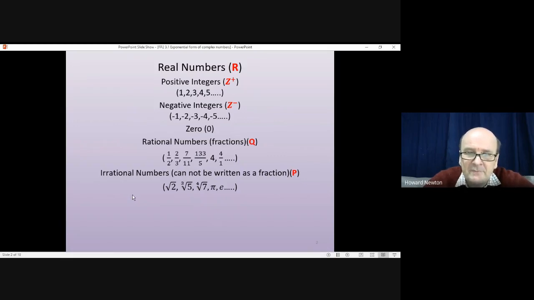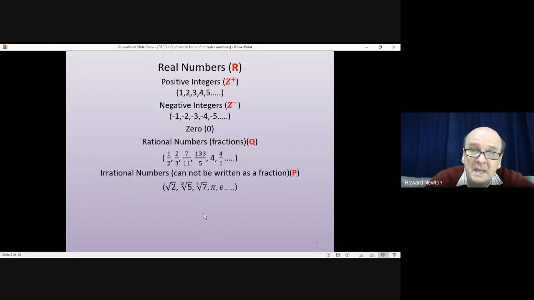And in a very profound sense, irrational numbers are unsayable numbers. They cannot be said as a fraction. They cannot be said as a decimal. You can never quite get your head around exactly what number they are.